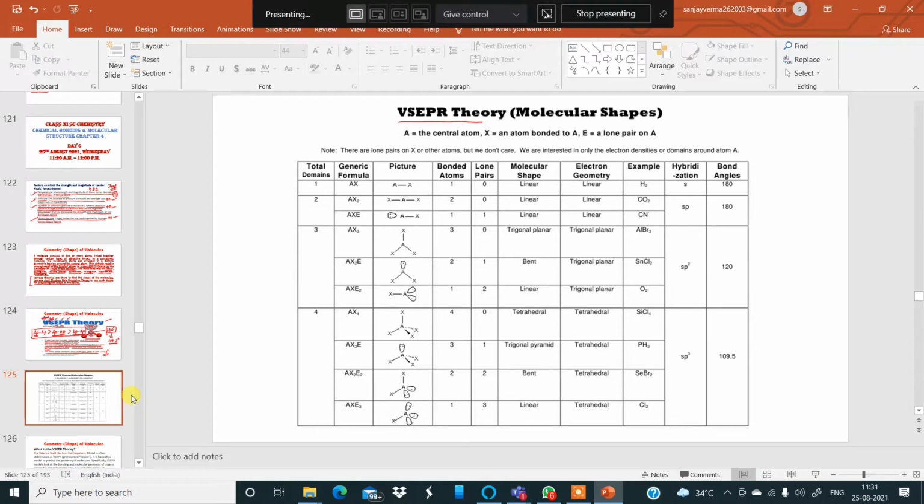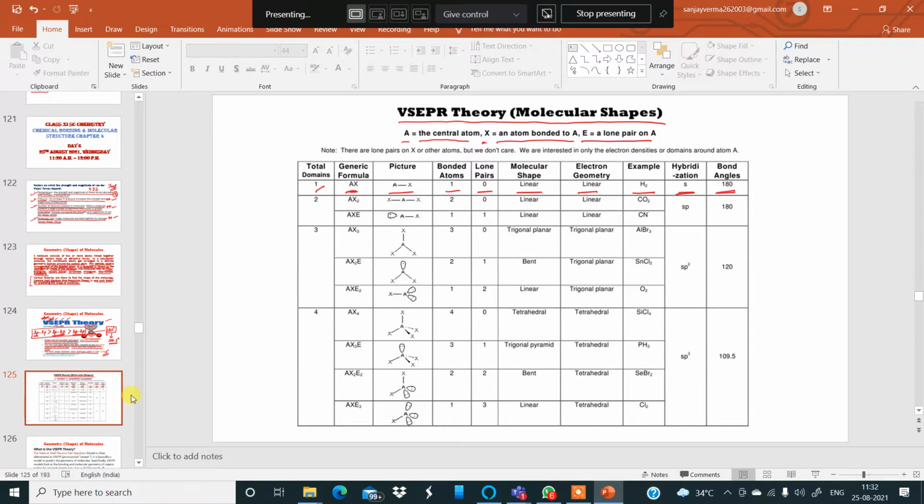VSEPR theory, just an illustration of molecular shapes. A stands for the central atom, capital X stands for an atom bonded to central atom A, and E stands for lone pair on A. Number one, generic formula AX: a central atom and a bonded atom. Bonded atom is 1, lone pair is 0, so the shape of the molecule is linear. Example is the hydrogen molecule. Only s orbitals are involved in its formation. Bond angle is 180 degrees.